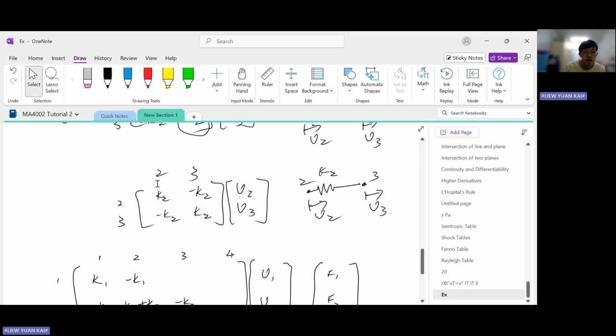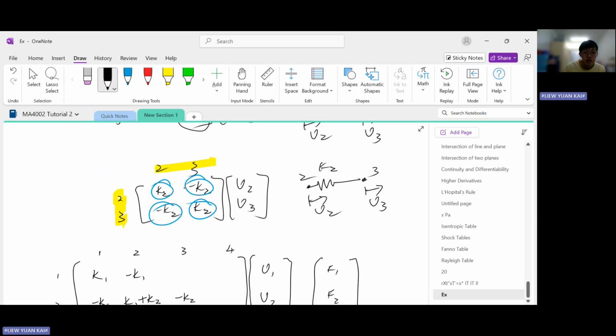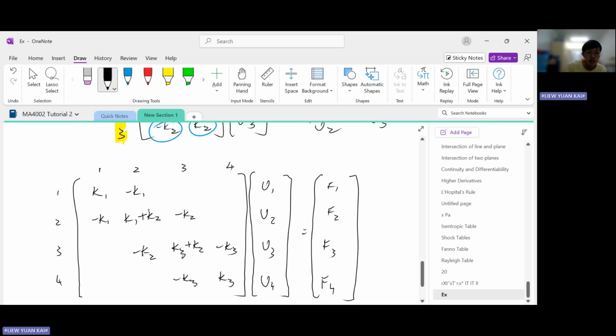So now again, we're dealing with rows 2 and 3 and columns 2 and 3. Okay, I'm referring to this here, rows 2 and 3, columns 2 and 3. So again, row 2 column 2 we put K2, row 2 column 3 we put minus K2, row 3 column 2 we put minus K2, and row 3 column 3 we put K2. Okay, so as you can see, there's already some terms here, so we just put plus k2. Then here is minus k2, then put plus k2 here.